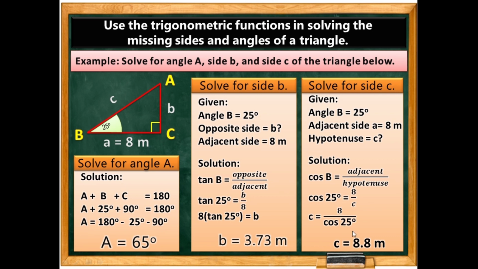So, 8 divided by cosine of 25 degrees, that is 8.8. So I think that would be all.